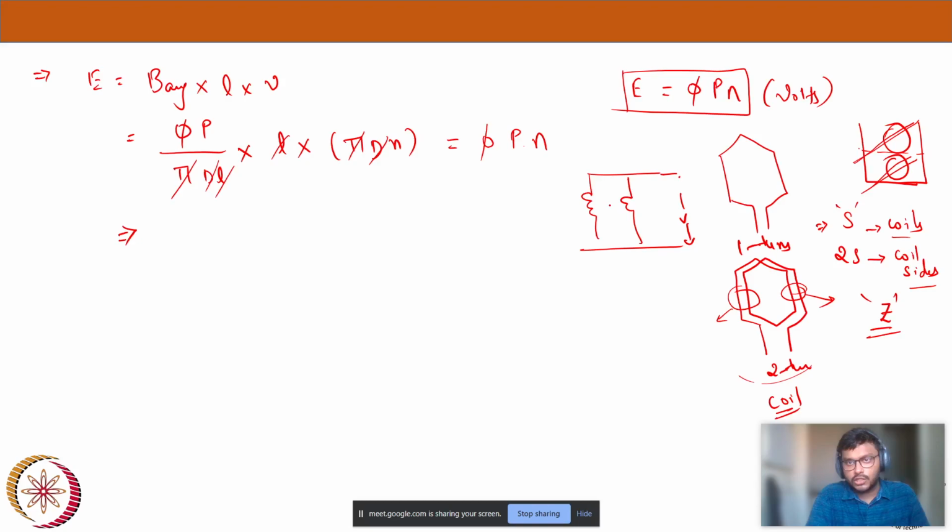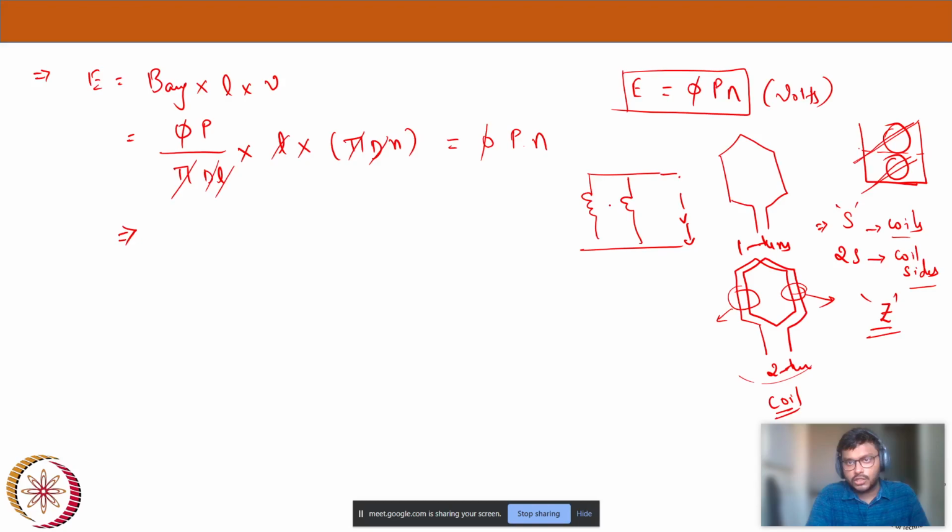So let's say Z is the number of conductors, and Z by A will be the conductors per parallel path. We have to multiply this EMF equation with this particular term, because across all the parallel paths the voltage will be same.